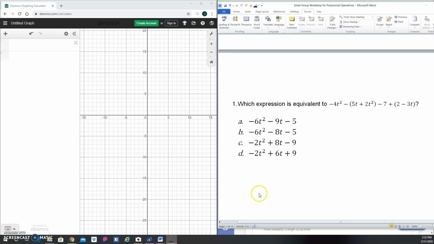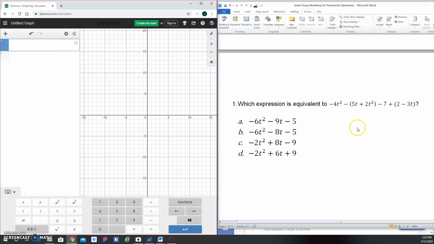In our first example, which expression is equivalent to this expression? You have your answer choices. The way to do this is to use your technology. We're going to use Desmos and plug this in. The thing you have to remember is that whatever variable you have must be changed to x. So all of those t's must be changed to x.